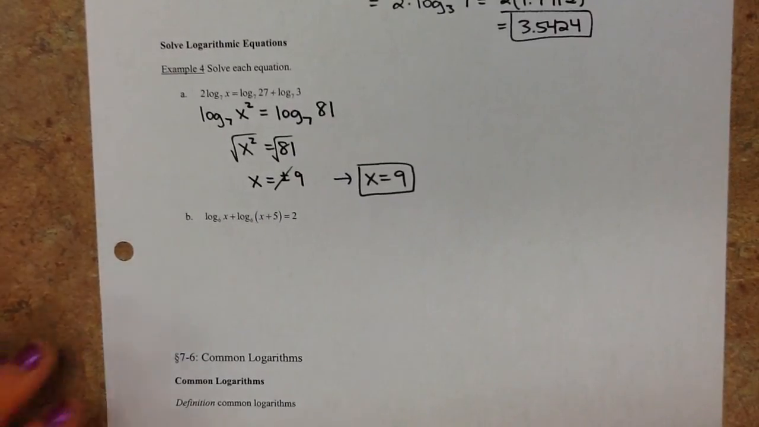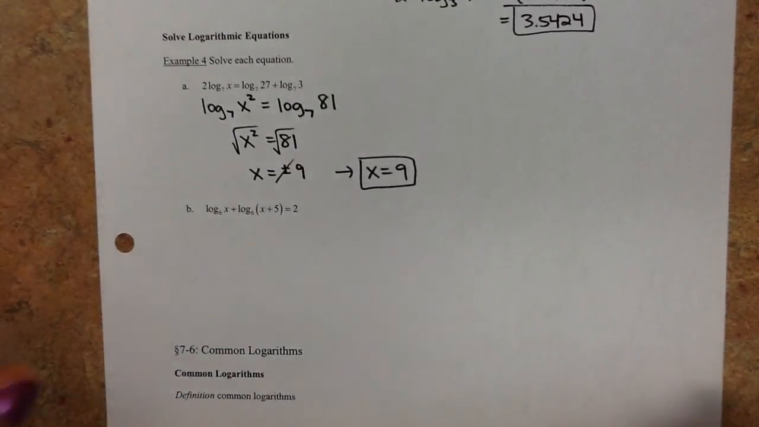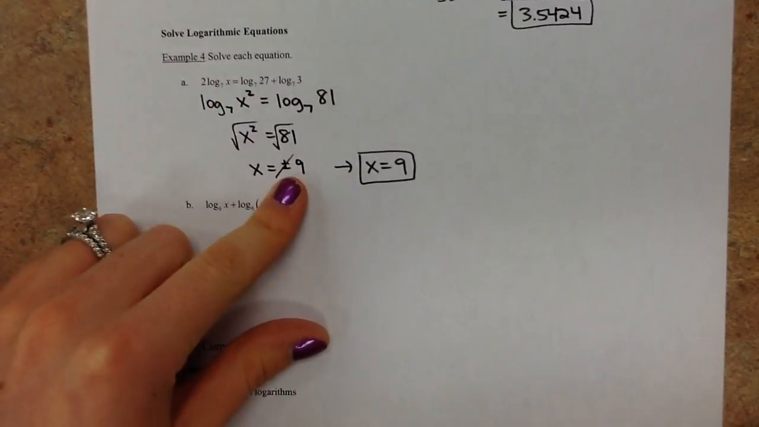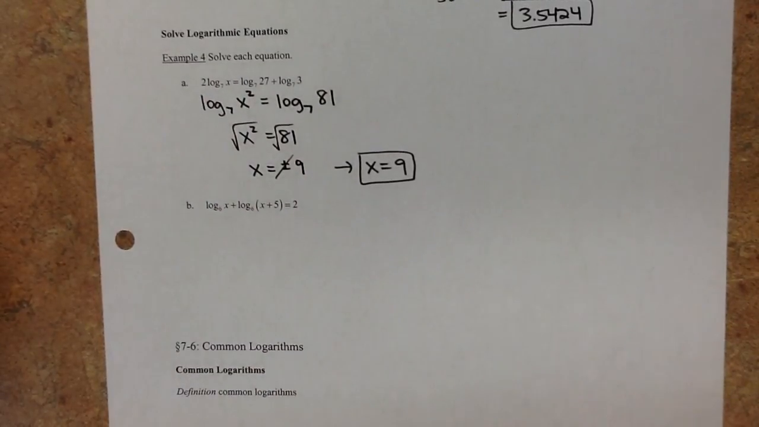So we only count the positive 9 with that. Again, because the domain of a log function is only positive numbers. So we couldn't have plugged in the negative 9 even if we wanted to. We would have gotten something that does not exist.